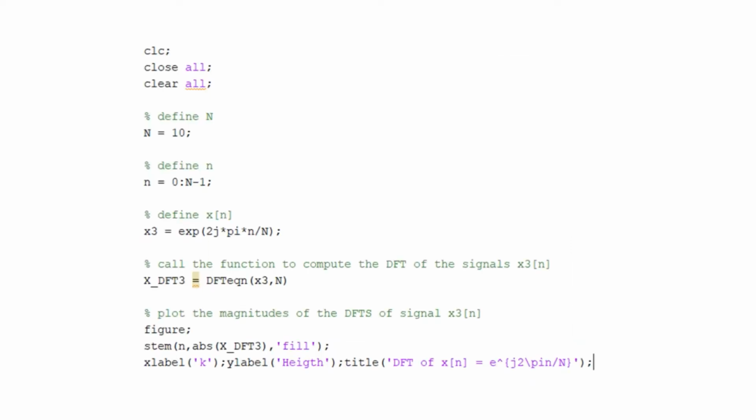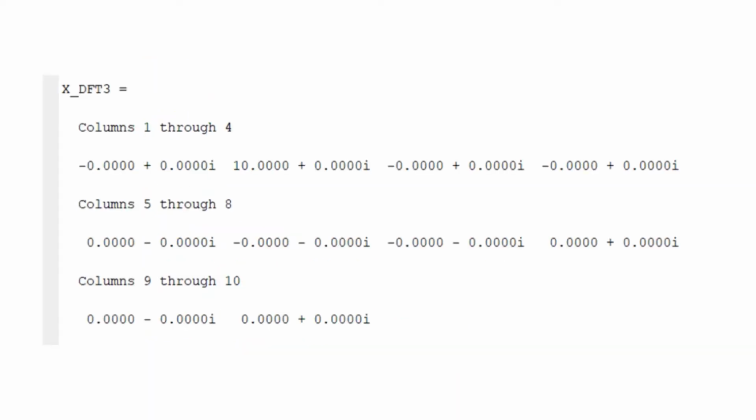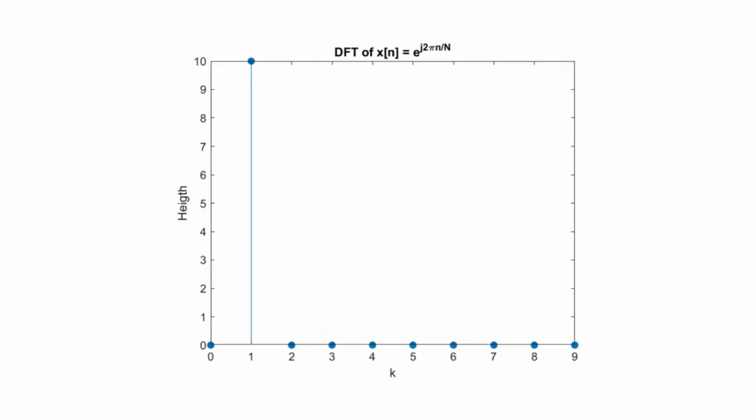For part C, which is s[n] equal to e^(j2πn/N), the steps are the same as the first and second cases. The value of x3 is defined and the function was called to compute the DFT of the signal x3n. After conducting the simulation, the DFT output is displayed in the command window. Based on the output, the value of k is equal to 1 and the amplitude of k equal to 1 is 10.